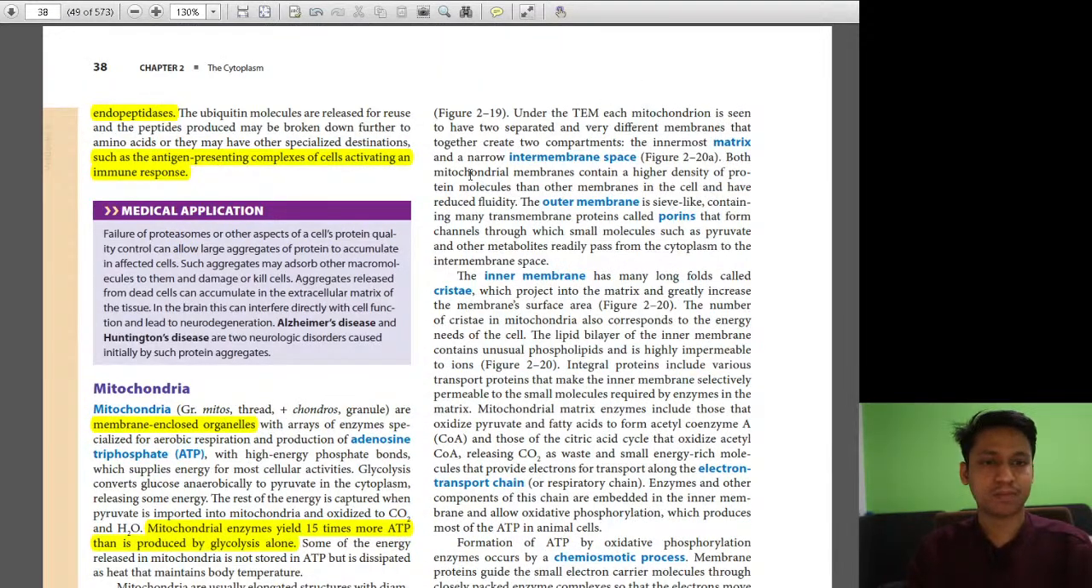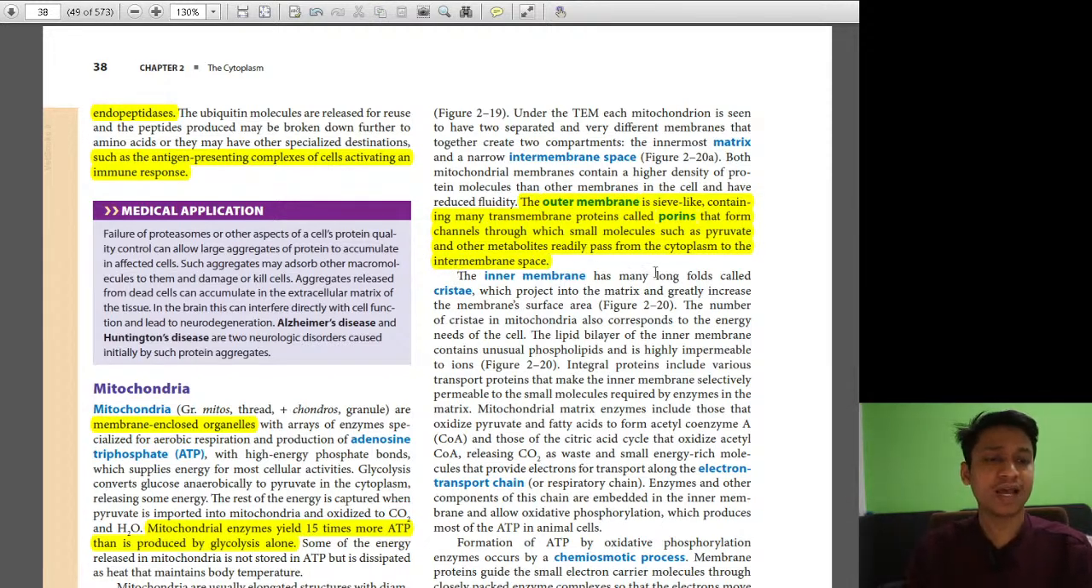All right. Both mitochondrial membranes contain a higher density of protein molecules than other membranes in the cell and have reduced fluidity. So both membranes have protein molecules which eventually reduce fluidity. The outer membrane is sieve-like, containing many transmembrane proteins called porins that form channels through which small molecules such as pyruvate and other metabolites readily pass from the cytoplasm to the intermembranous space. We need to remember about these porins.